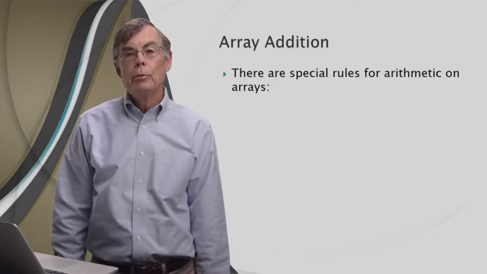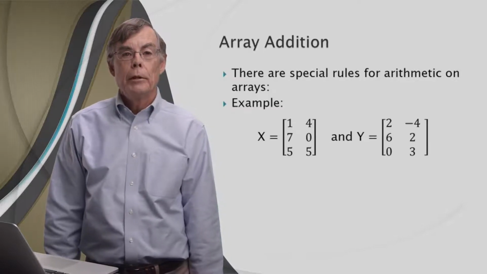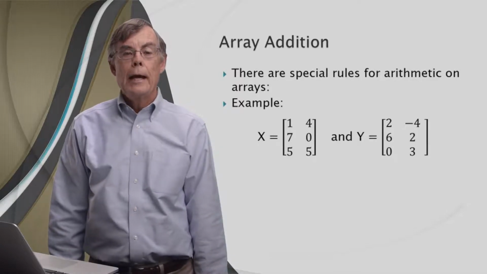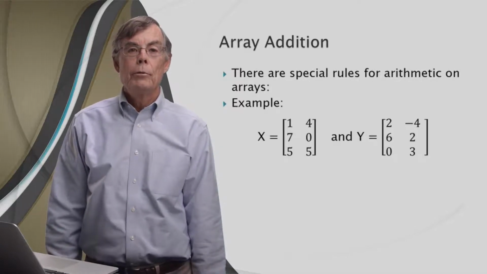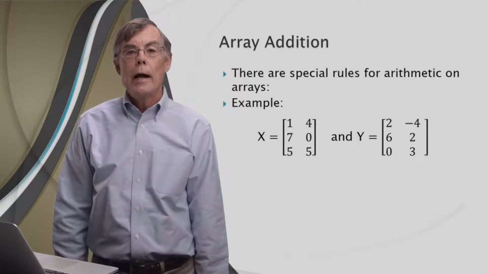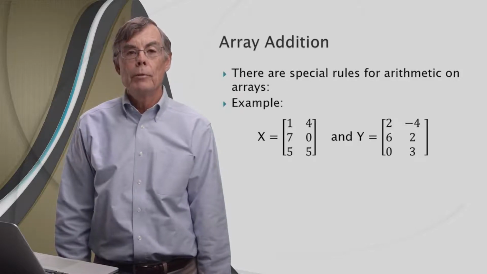Addition. There are special rules for arithmetic on arrays. Let's look at an example to illustrate it. X and Y are two arrays that we want to add together. X is a 3 by 2 matrix, 1, 4, 7, 0, 5, 5, and Y is also a 3 by 2 matrix, 2, minus 4, 6, 2, 0, and 3.